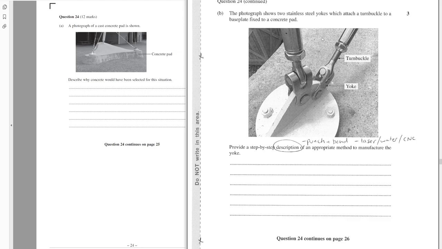Okay. Step-by-step description. I mean, that's the kind of, I guess provide is actually the key word, but description of how we're going to make this thing. So I would say that we would punch it, so we're effectively applying a lot of force, and we're going to shear the opening, and then we're going to bend that opening. That's what I would say. There are other ways that we could cut the opening. We could use laser cutters. I think I saw that laser cutters can cut up to like 16 millimeters. We can use water jets, and we could use CNC routers. We wouldn't, but we could theoretically.